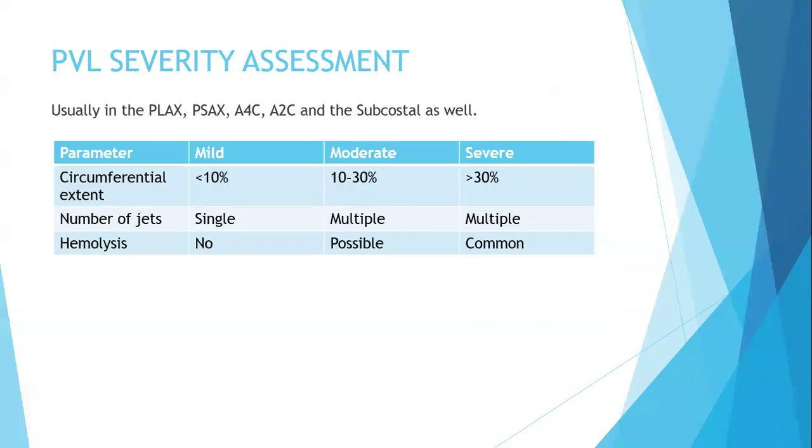As regards the PVL, we can assess the PVL severity as well. This could be done in the long axis, the short axis, the apical 4 and the apical 2. However, we never rely on only one view or only one area for the assessment. It needs to be assessed properly, as this is a 3D structure that's being assessed by a 2D modality. The circumferential extent: below 10 percent is mild, 10 to 30 is moderate, and above 30 is severe. The number of jets as well, and if there is presence of hemolysis as assessed by the patient's CBC.